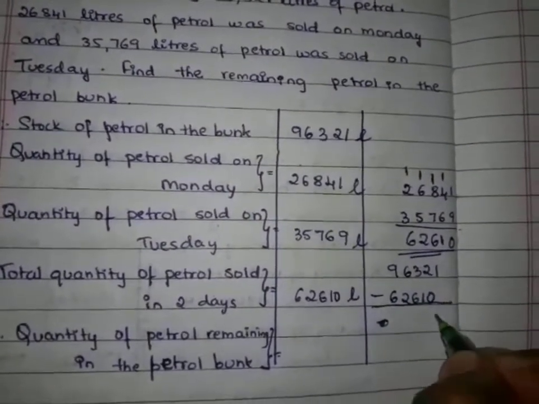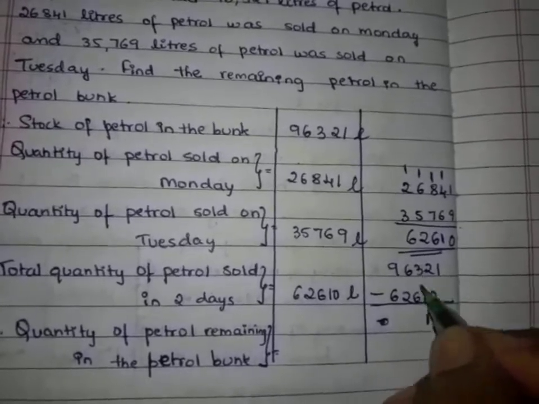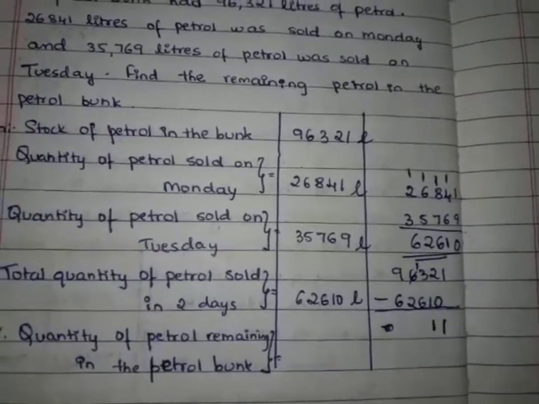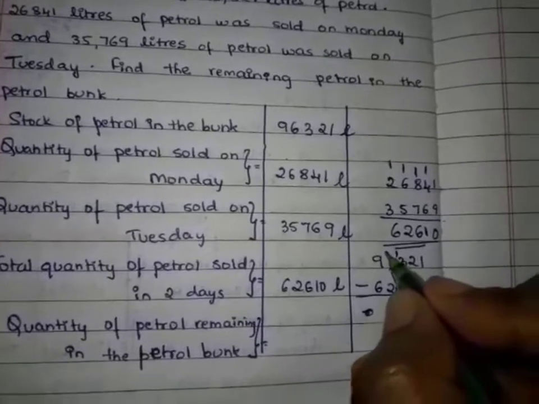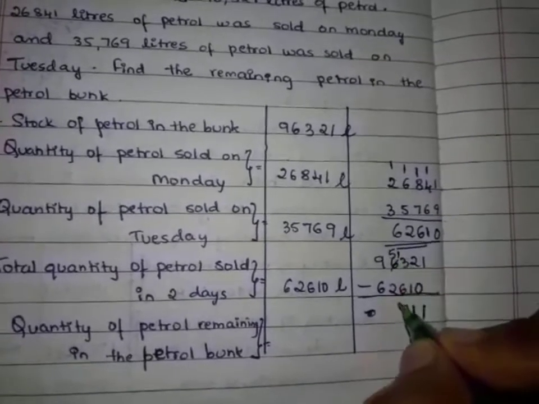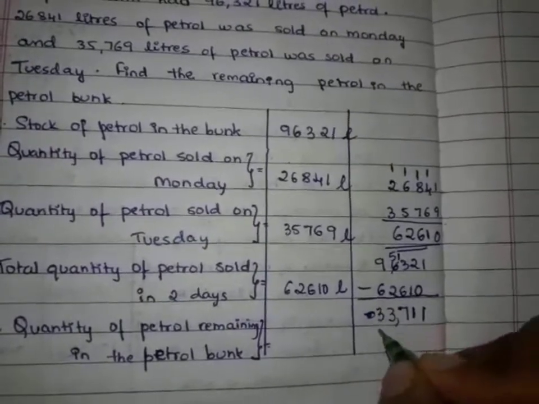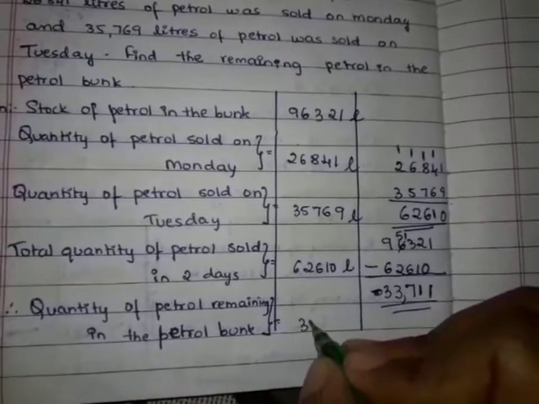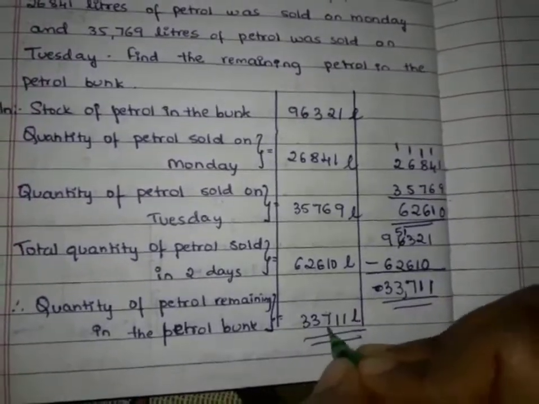1 minus 0 is 1. 2 minus 1 is 1. 3 minus 6, 3 is smaller, so we have to borrow. 13 minus 6 is 7. And here we have 5. 5 minus 2 is 3. 9 minus 6 is 3. So the answer is 33,711 liters. This will be our answer.